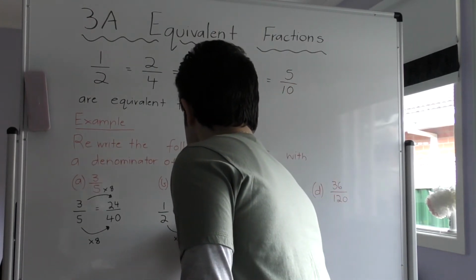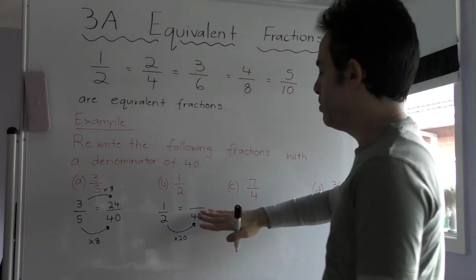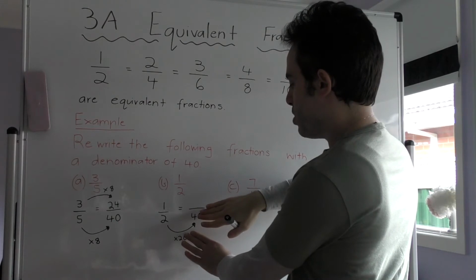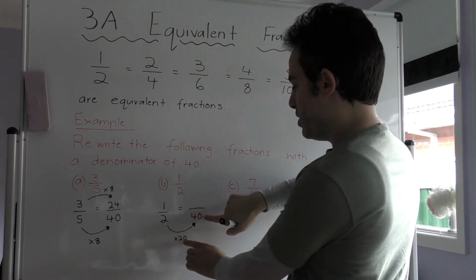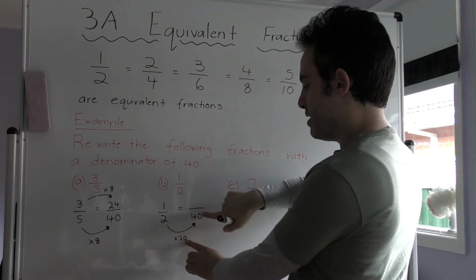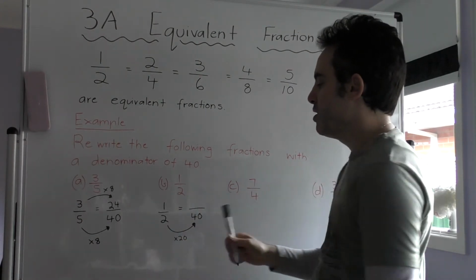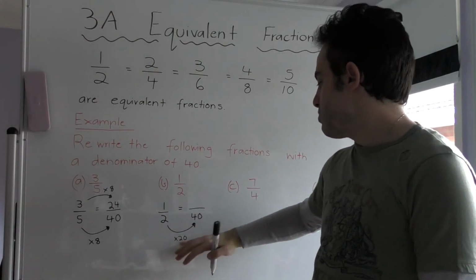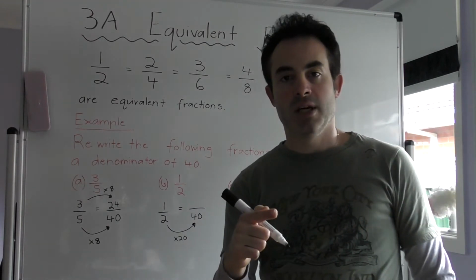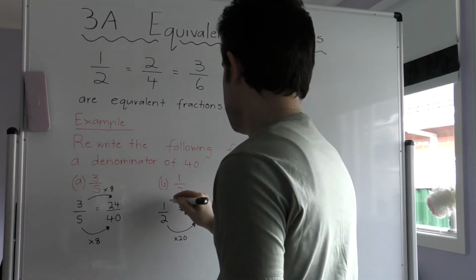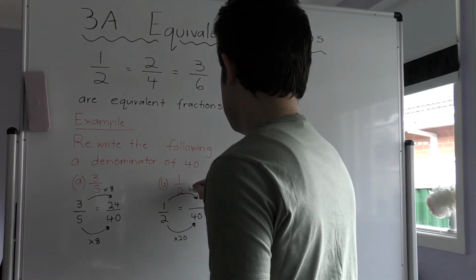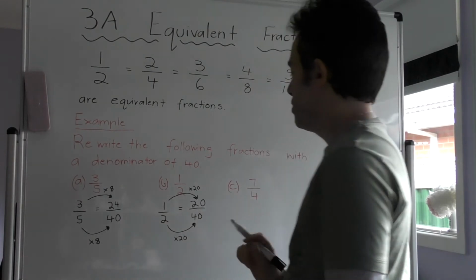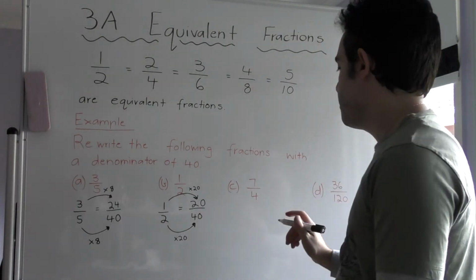The other way that you can look at it is pretend that the 0 is not there. So you have 2 and 4. What do I times 2 by to get 4? 2. But then if it's 40, it's going to be 20. So you add the 0 there to make it 20. That's another way that you can do it. So 2 times 20 is 40. If I times the bottom by 20, I have to times the top by 20 as well. So 1 times 20 is 20, giving 20/40.